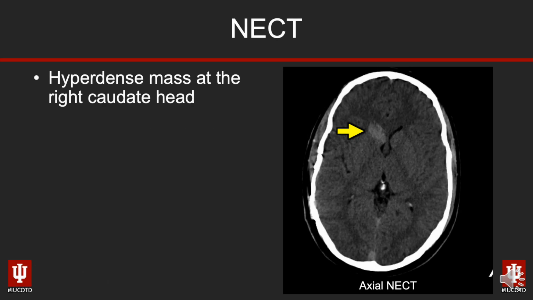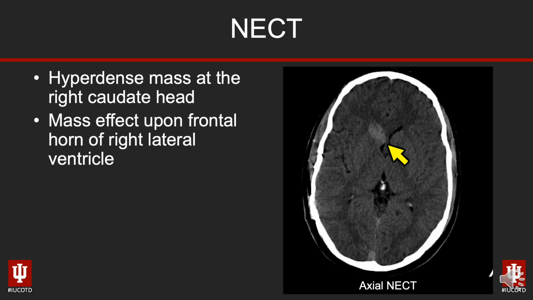Okay, let's start by looking at the imaging. First up is our non-contrast head CT. We can see on this axial non-con CT that there's a hyperdense mass at the right caudate head, denoted here by the yellow arrow. And this mass is exerting a little bit of mass effect upon the frontal horn of the right lateral ventricle. You can see it's been effaced right where the tip of that arrow is pointing.